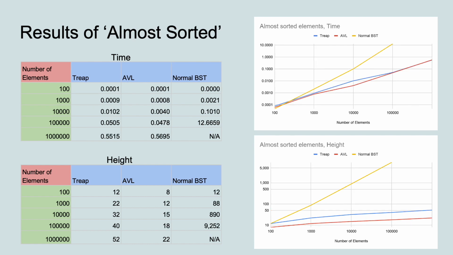Even when the input is not perfectly sorted, the regular BST struggles, while the Treap has no problem keeping up with the AVL. Thus, these experiments show that the Treap has no problem keeping up in performance with other trees that are much harder to code and analyze, like the AVL tree or the red-black tree.